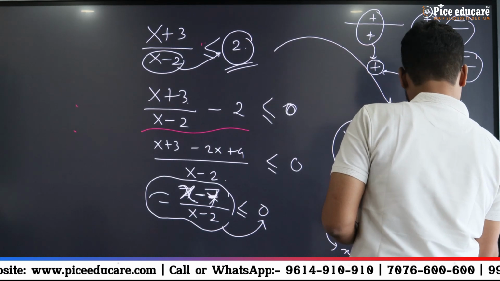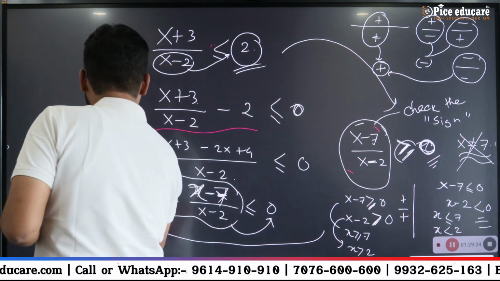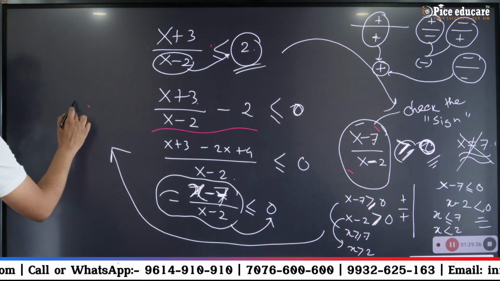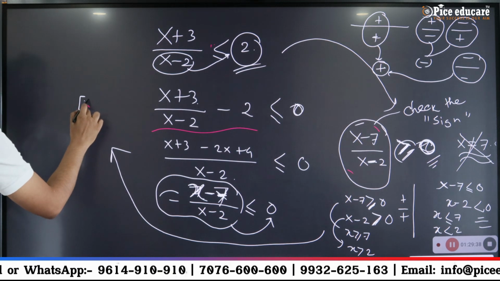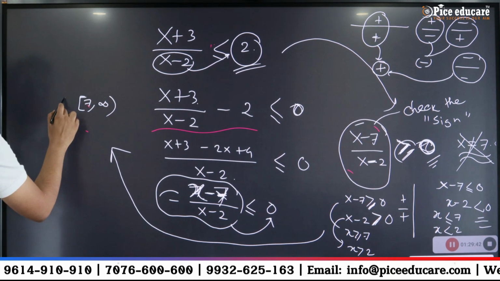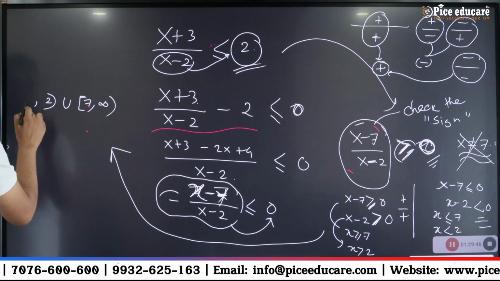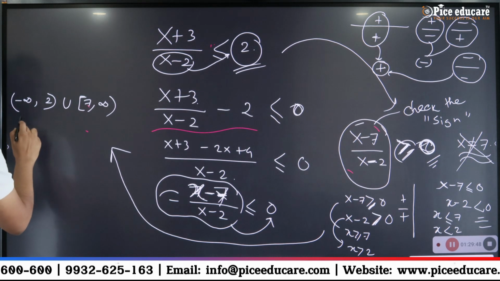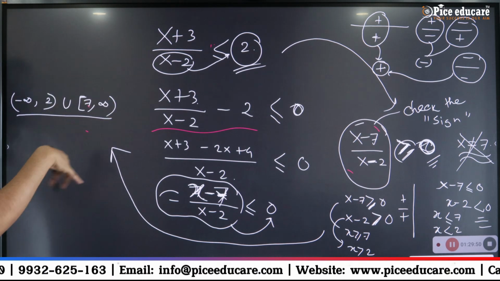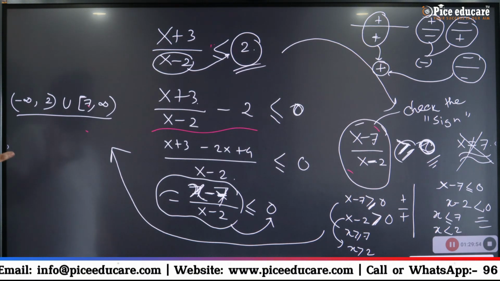Okay, we say that my final answer is that x is either 7 or less than infinity on this side, union strictly less than 2, strictly bigger than minus infinity. So you can do all these things in just one page. Okay, so this is the idea.